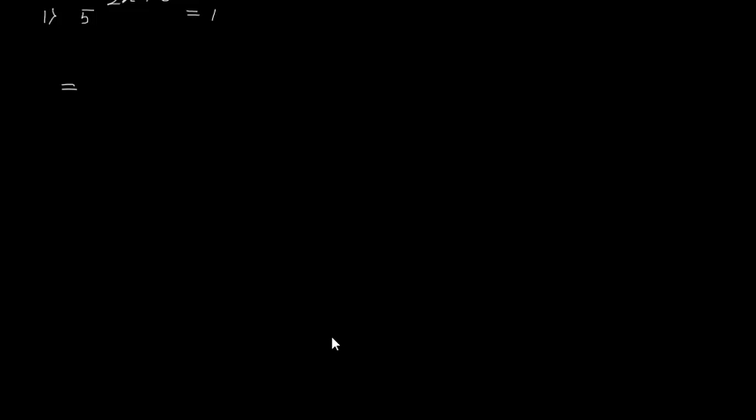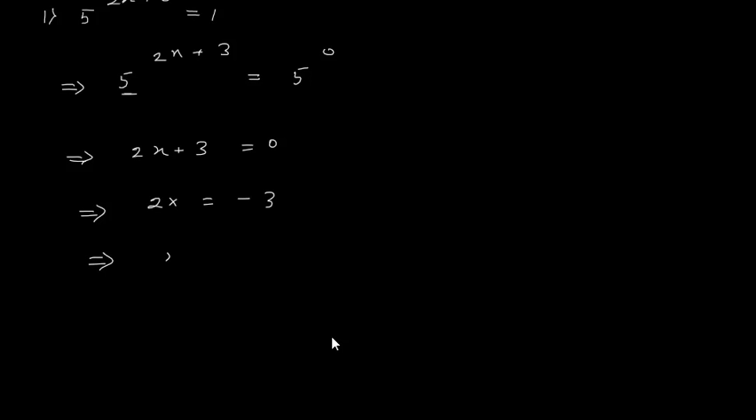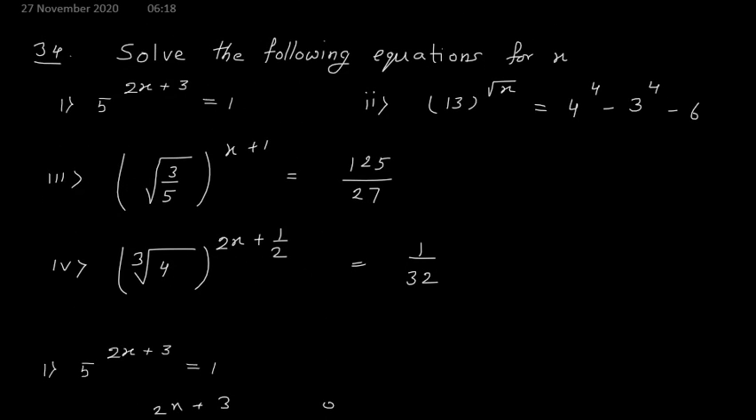Now whenever we have right hand side 1, I can write 1 as any number power 0. So as here we have 5, here I will write this as 5 power 0, and I will compare. So after comparing, I will get 2x plus 3 will be equal to 0, and this indicates the value of 2x as minus 3. This indicates the value of x as minus 3 divided by 2. So we have x is equals to minus 3 divided by 2. First question.